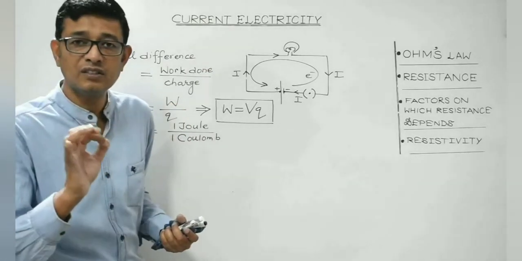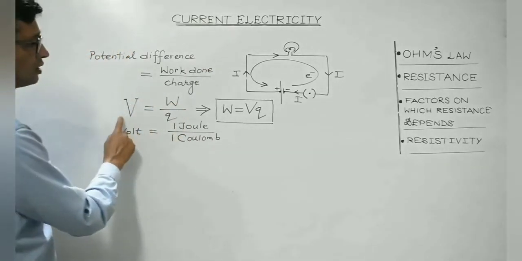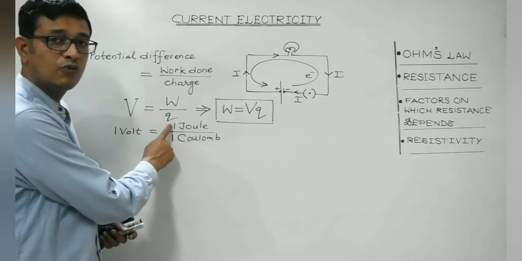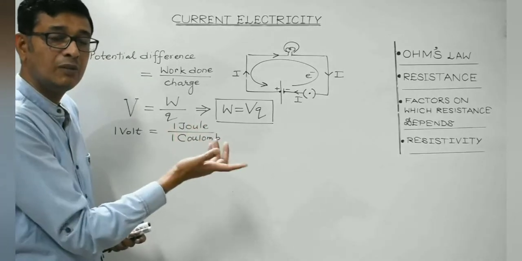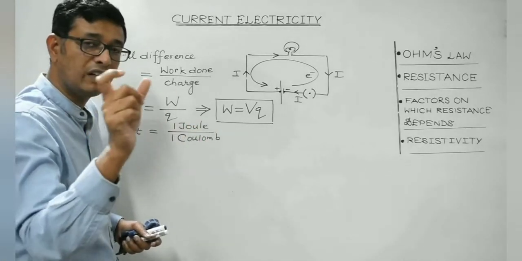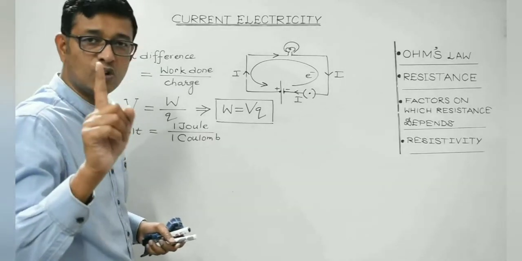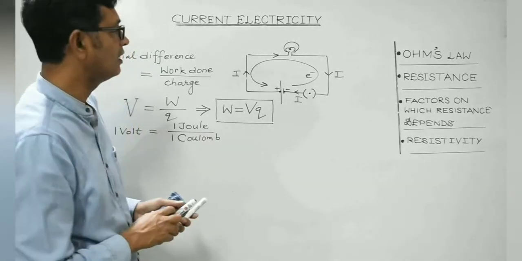Its SI unit is volt. Potential difference between any 2 points in a circuit is said to be 1 volt if 1 joule of work is required to be done in moving a charge of 1 coulomb between the two given points. That is how potential difference of 1 volt may be defined, right?